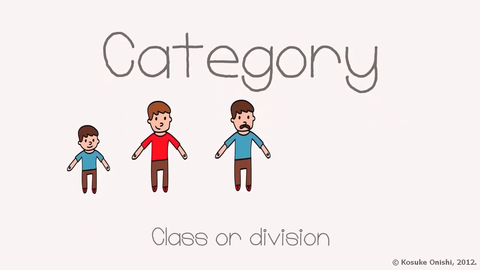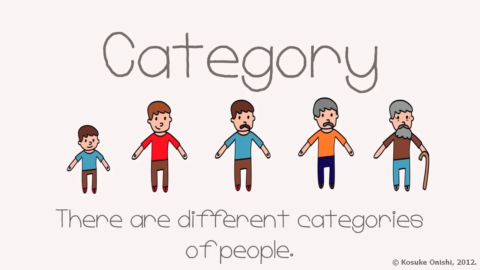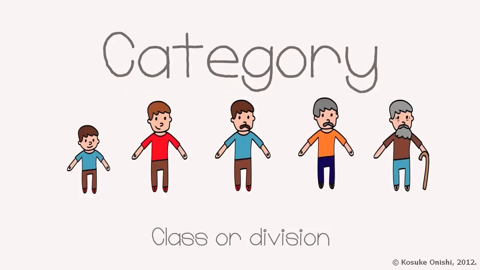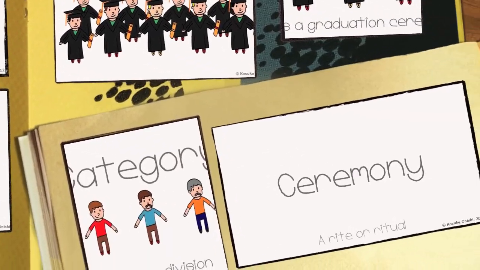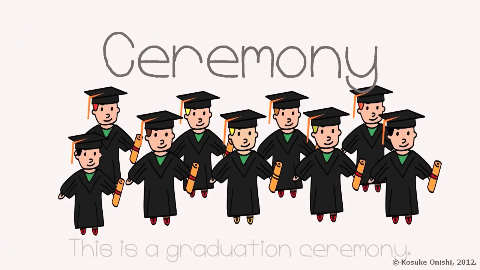Category, class or division. There are different categories of people. Ceremony, a rite or ritual. This is a graduation ceremony.